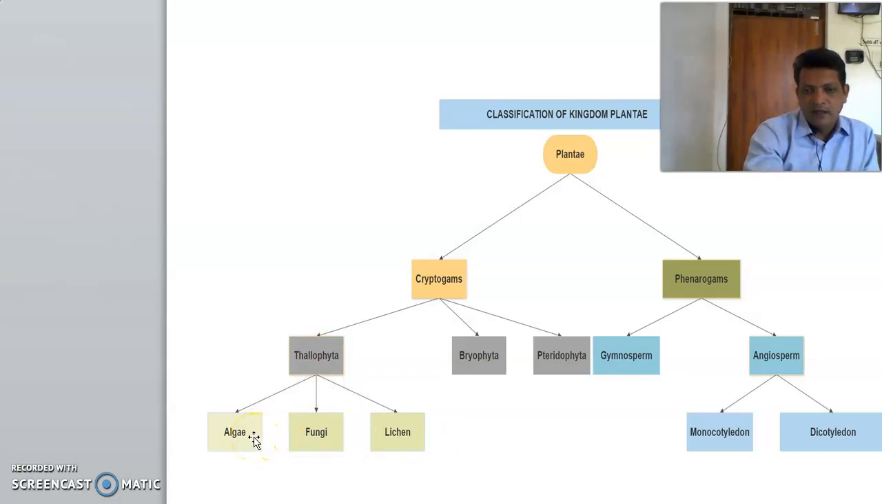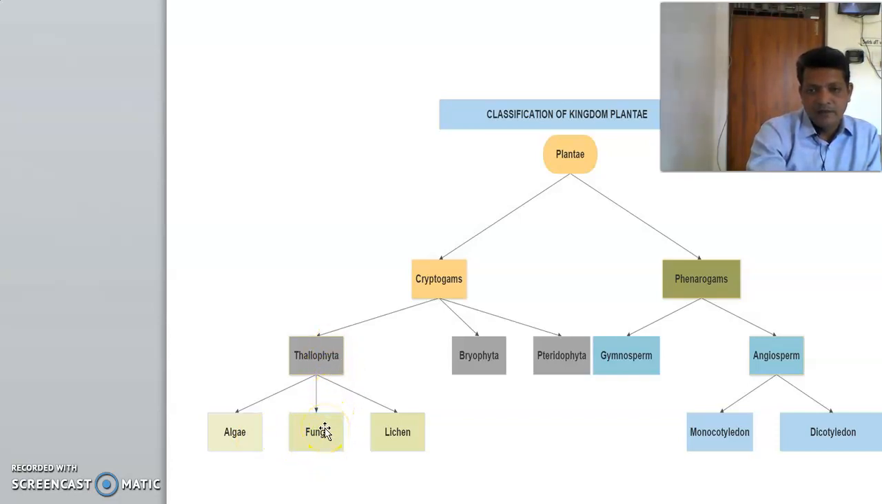So algae are the simplest form of plant. Mostly they are aquatic. They reproduce vegetatively, asexually, and sexually. Already you have learned Chara.